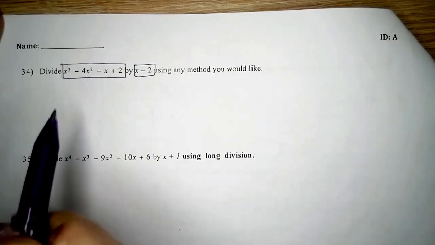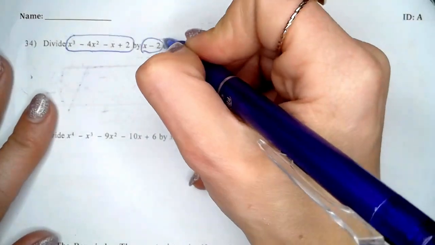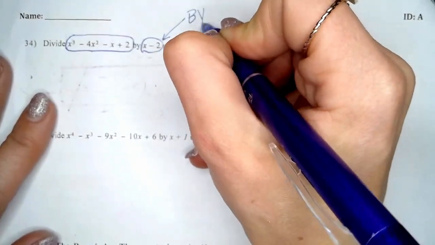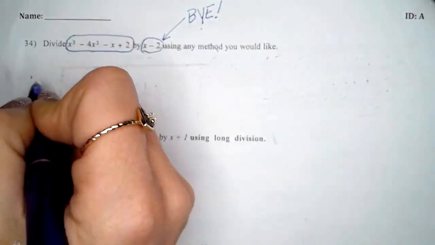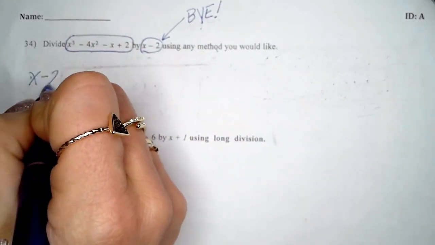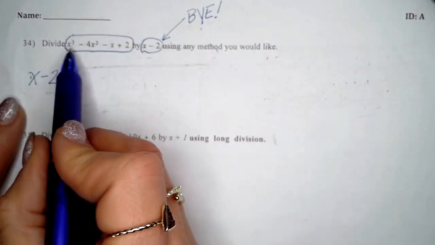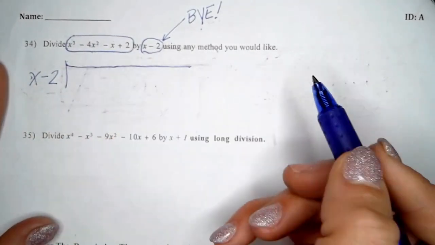Division of polynomials works exactly like division of numbers did when you were in 4th grade. When do you say bye to somebody? When they're leaving. So the thing that has the word bye in front of it is going to go outside of the big division symbol. So on the outside, I'll write x minus 2. And then the thing I'm dividing goes inside my long division symbol, right?